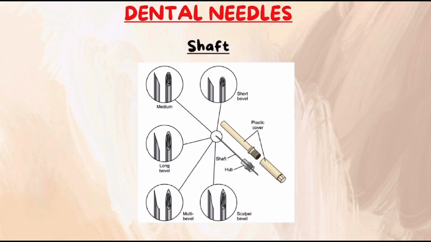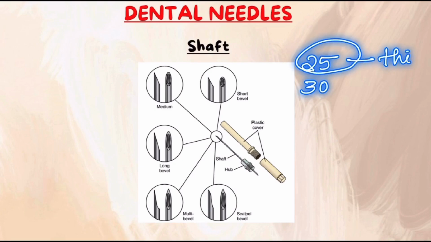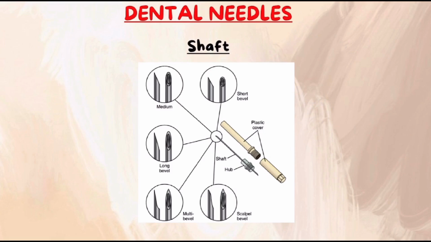A lower gauge number means a thicker needle. So if the gauge is 25 and 30, a 25 gauge needle is thick compared to a 30 gauge. Next important factor here is the length. The length of the needle is measured from the bevel to the needle hub. This is the length of the needle.